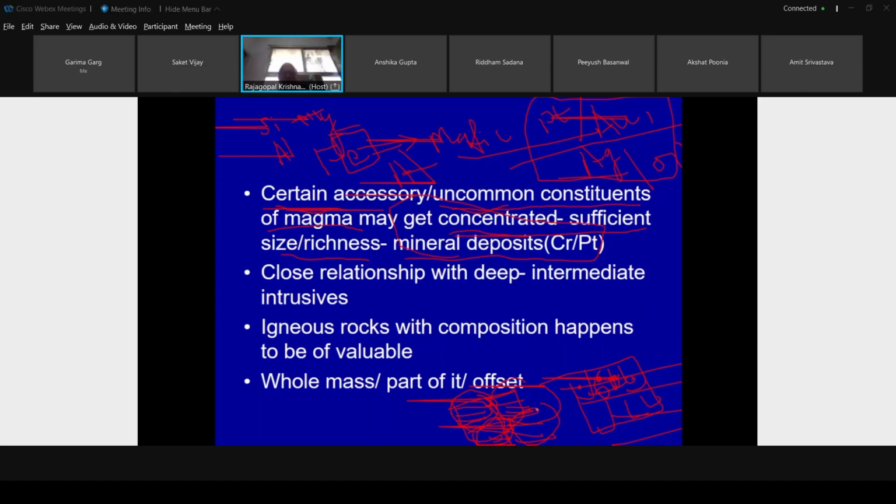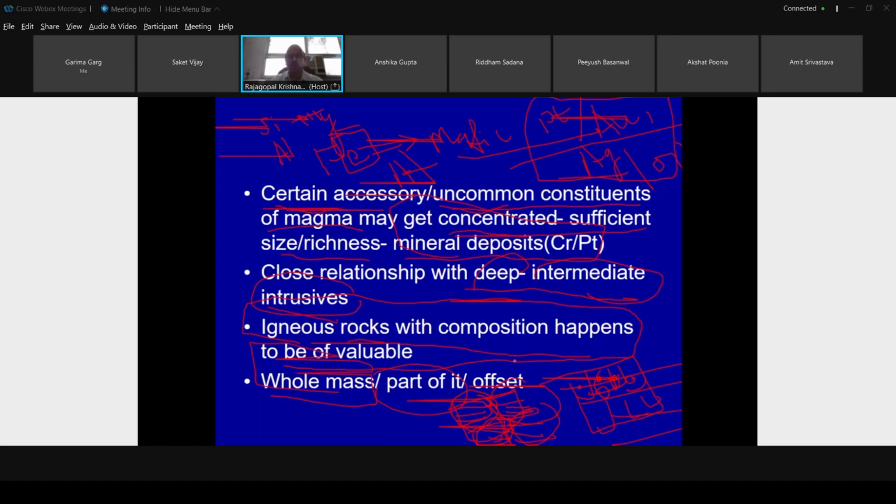When you study these deposits carefully, there exists some relationship. Whether deep-seated rocks or intermediate rocks, with the intrusive rocks there is a relation. Igneous rocks with certain composition also happen to be valuable. So in this process, the whole rock, or a part or offshoot of the rock, becomes an ore body or a mineral deposit. Is it right, Akshat? Is it clear? Yes, sir.